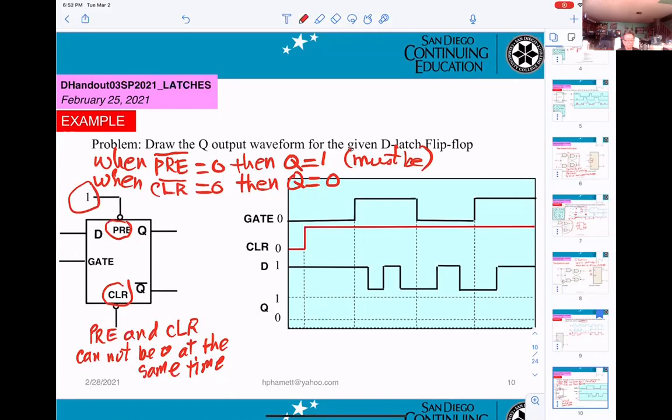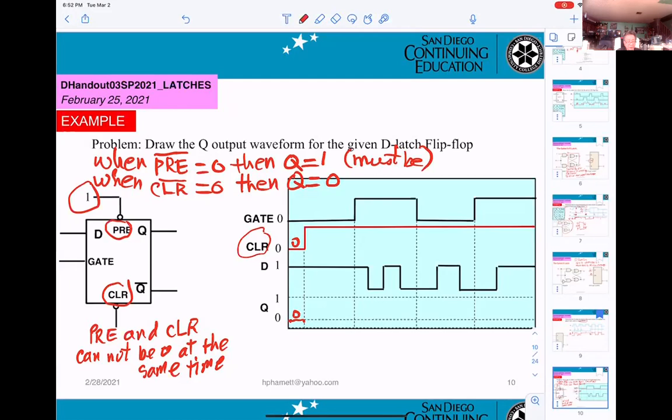And the clear, now you see you get a clear signal here. So at the beginning, what is Q? No, zero. You see clear equal zero here, right? So you don't care what else, output Q must be zero, because when clear equals zero, then Q equals zero. If you don't know why zero, let me know.